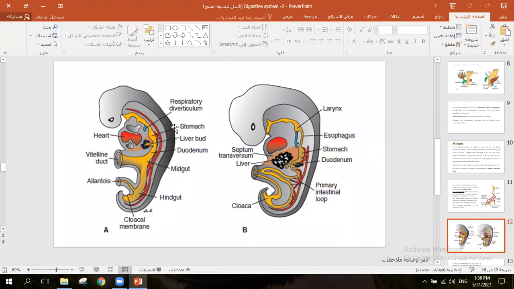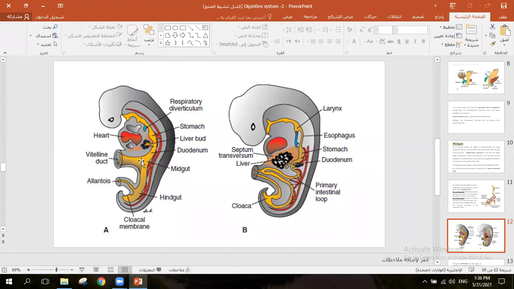Lung bud and trachea will develop from the dorsal portion of the foregut. False, the ventral portion. Midgut is the only part of the gut tube that still connects with the yolk sac by the vitelline duct.